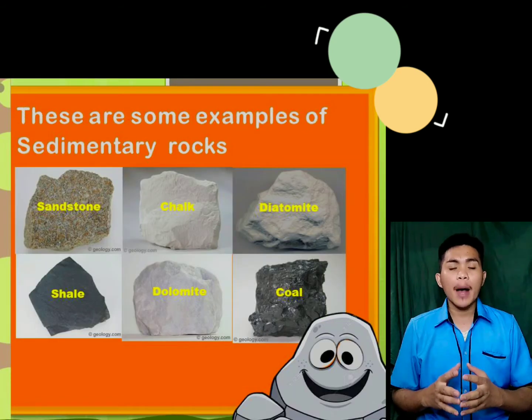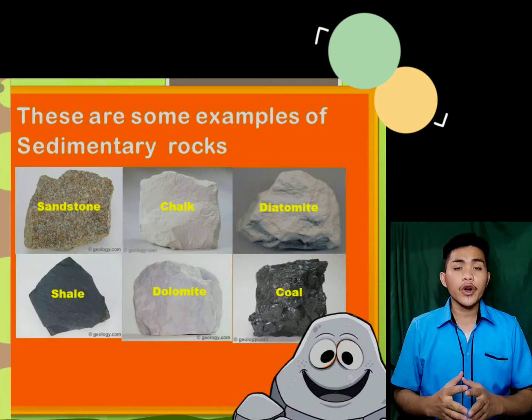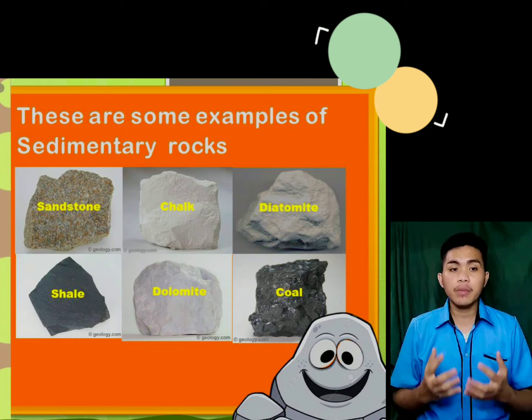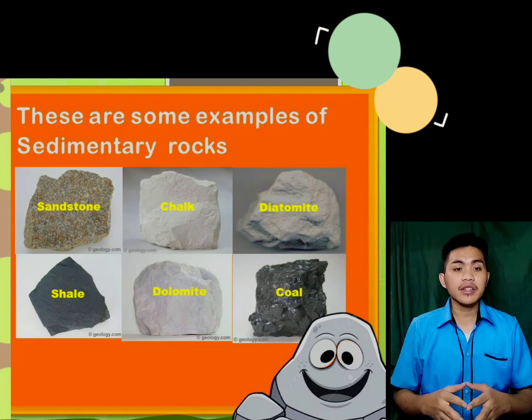So these are some examples of sedimentary rocks. The first one is sandstone. Next is chalk, diatomite, shale. Next is dolomite, and lastly, coal.